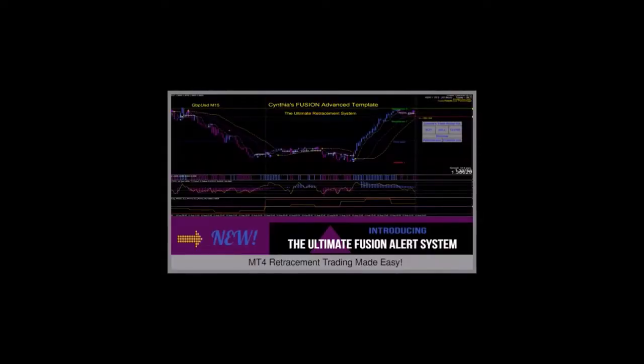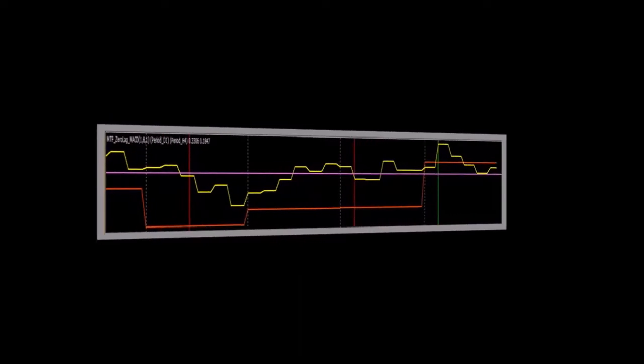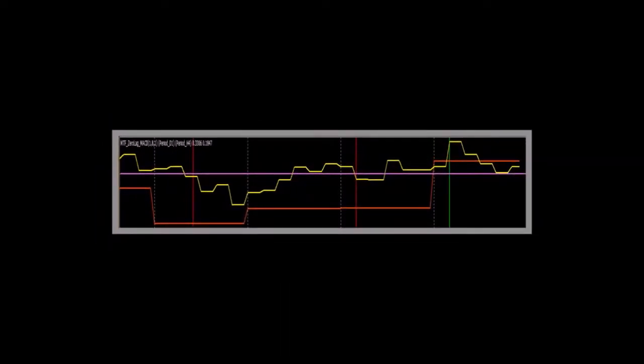And I'd like to introduce you to the advanced version of my new Fusion Ultimate Alert system. This is the multi-time frame zero lag MACD indicator, which is in the bottom of every chart. And the purple line is the zero baseline, and the yellow line is the 4-hour trend, and the orange line is the daily trend. If one or the other is above the purple baseline, then that tells you that the trend is either up or down or flat.